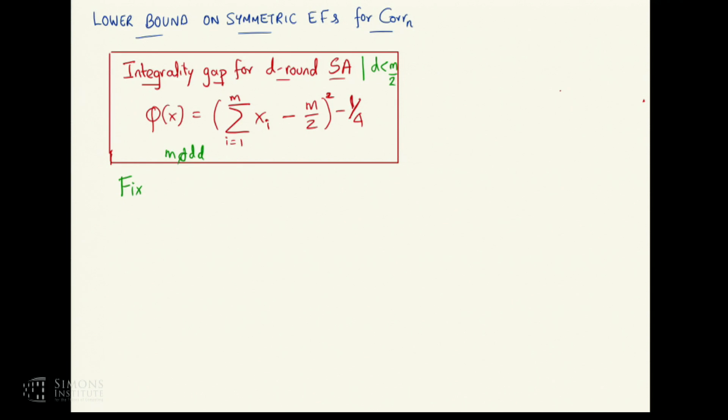Okay, so now we want to prove a lower bound for this general class of functions. So let's fix n to be 2 times m. Okay, so we'll prove a lower bound for the correlation polytope on n vertices.